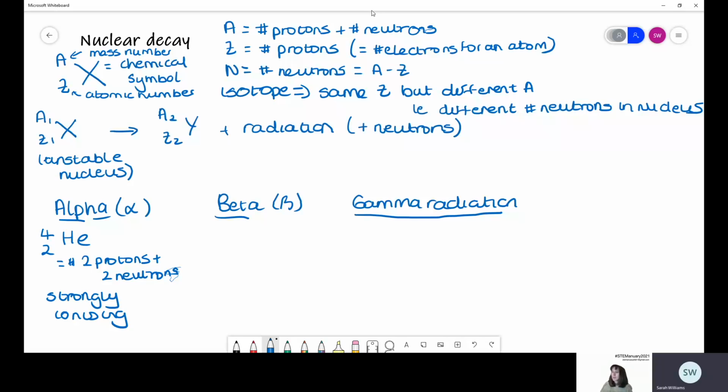So beta particles are high-speed electrons. So I'll write the symbol here, e, 0 because I have no protons and neutrons in, but I'm going to write the proton number here as -1. And the reason for that is that when you have a beta particle emitted, so a high-speed electron emitted, you have a neutron converting to a proton inside the nucleus of the atom.